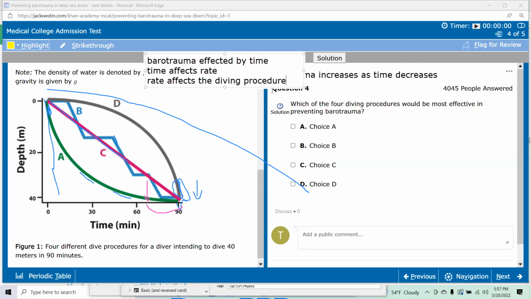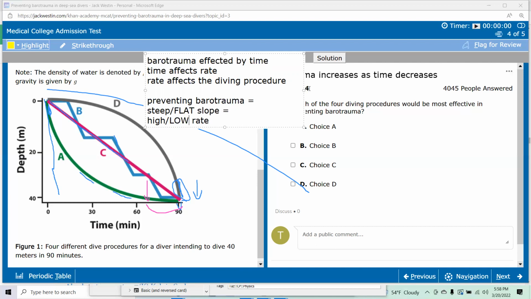Work backwards through the relationship. Preventing barotrauma means what kind of slope? A steep slope or a flat slope? And we can work through it even more. Slope leads to rate, right? So do you want high rate or low rate? Exactly. So we want flat and we want low.